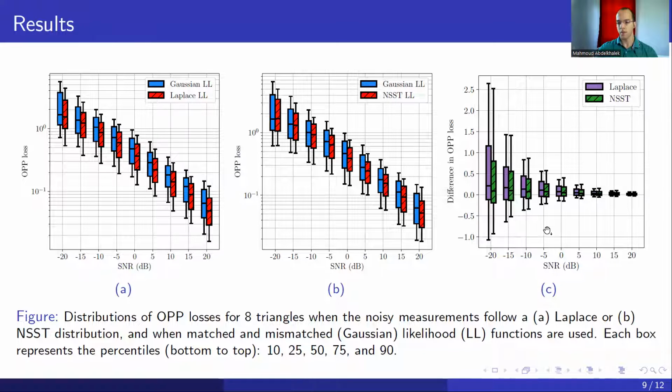And then finally here we plot the difference between the OPP loss values. Note that a more positive difference means that the Gaussian OPP loss is higher than the matched OPP loss. So the more positive it is, the more it matches our hypothesis. And we see, of course, that there are outliers in the negative regime that do not necessarily match that.